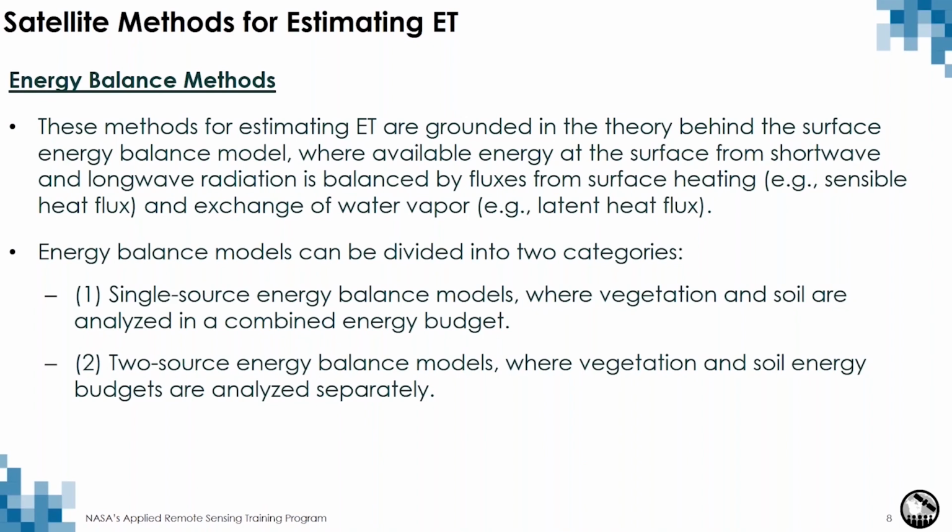And so the real theory behind a surface energy balance method is we know how much energy is coming at the surface from shortwave and longwave radiation. We can measure that with meteorological data and satellite data. And the amount of energy available at the surface is balanced by fluxes from surface heating and the exchange of water vapor. So the exchange of water vapor being ET. And so we know, given all the energy that comes to the surface, how it's partitioned between heating the surface and then energy that's used to evaporate water from the surface.